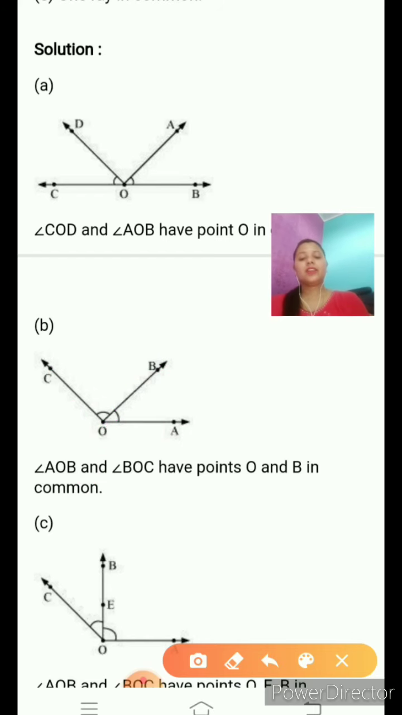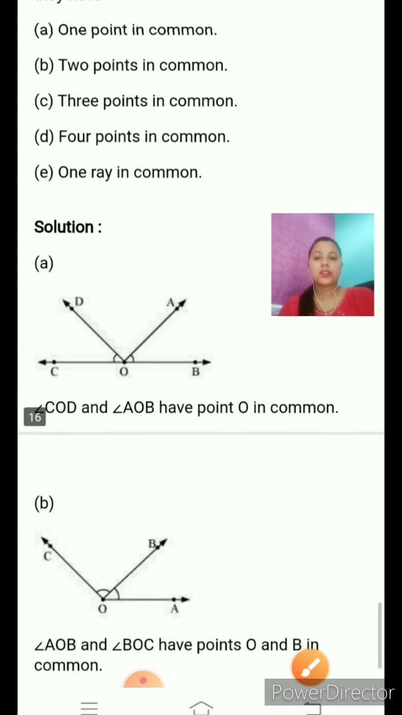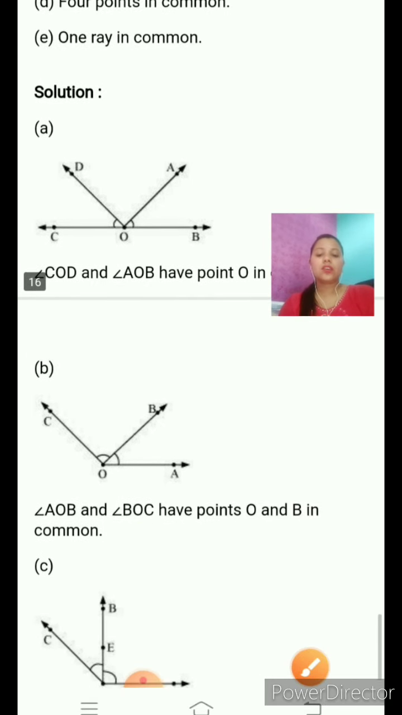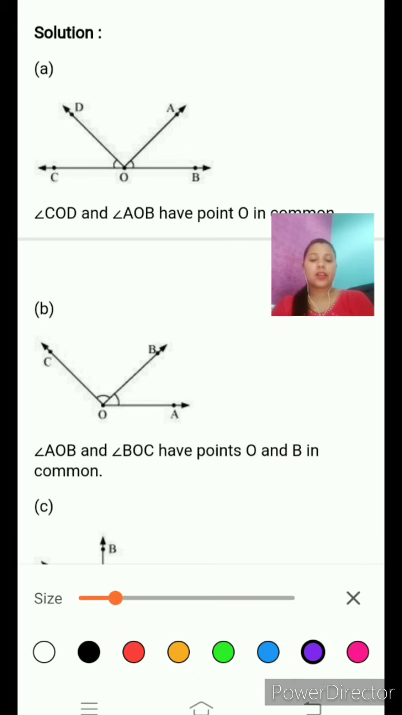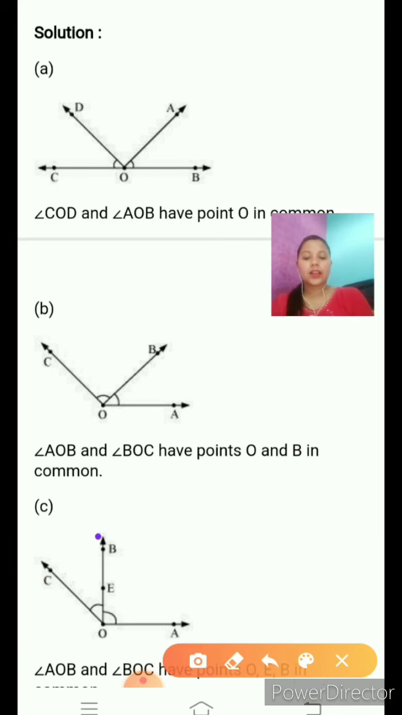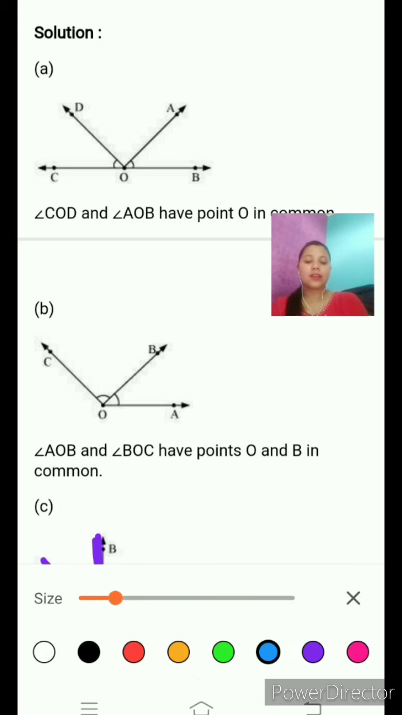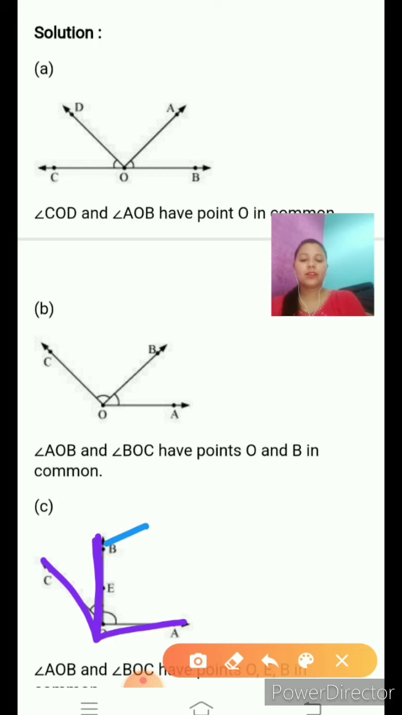You can write XYZ, LMN, PQR, anything in place of A or B. Now part C is 3 points in common. As you can see in the diagram, there are angles BOA and BOC, and they are sharing 3 common points, and that is point B, point E and point O.